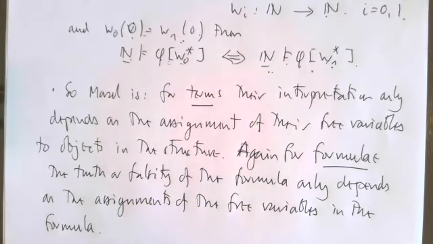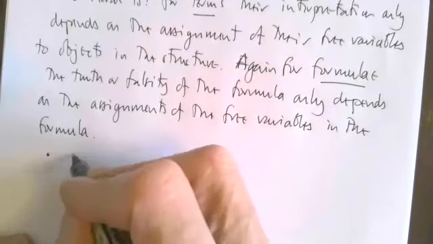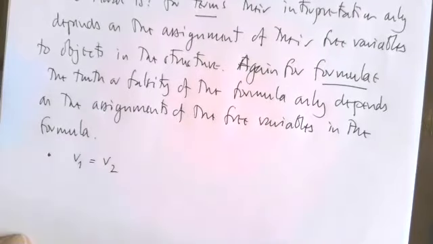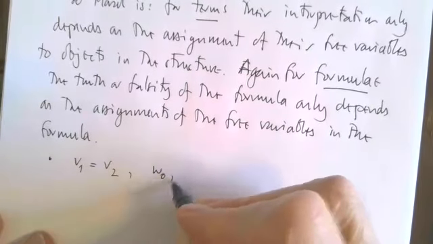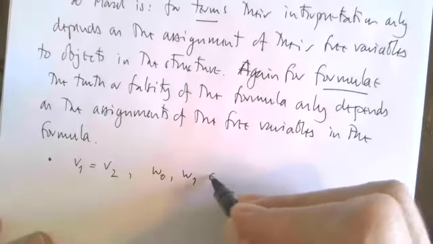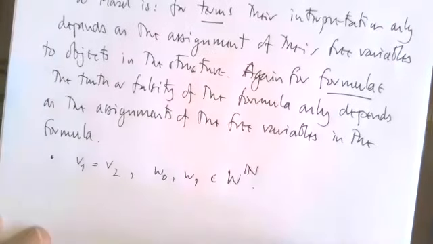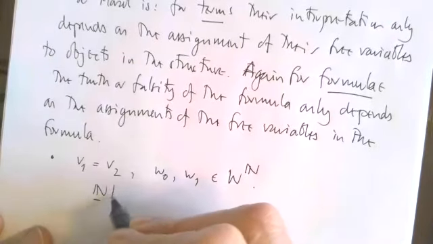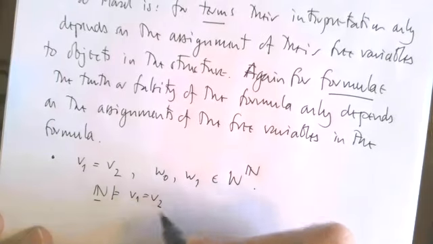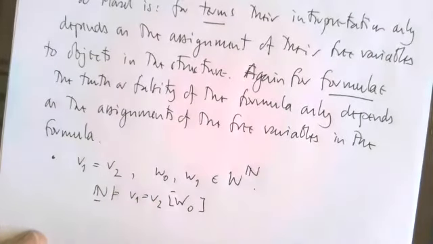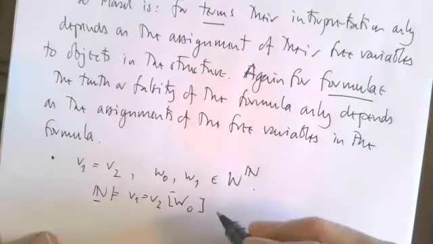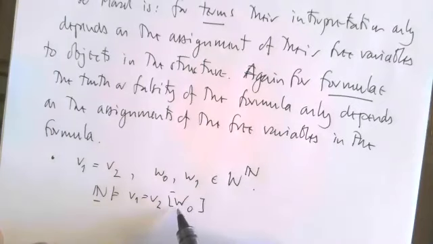Again, to take a basic case, if I take V1 equals V2, the simple atomic formula, and I take two assignments, W0 and W1 here. Then the structure here will think V1 equals V2 will be this. So this W, if I pick this W, it's going to assign something to V1 and to V2.